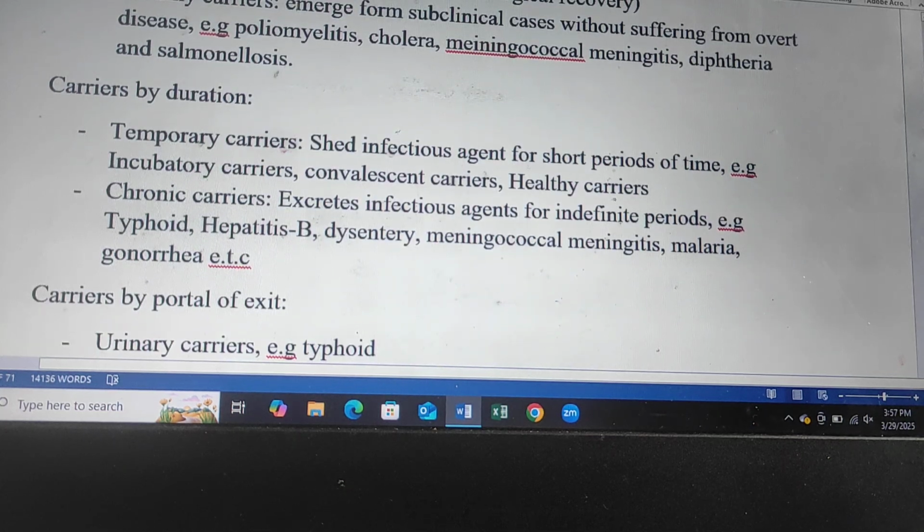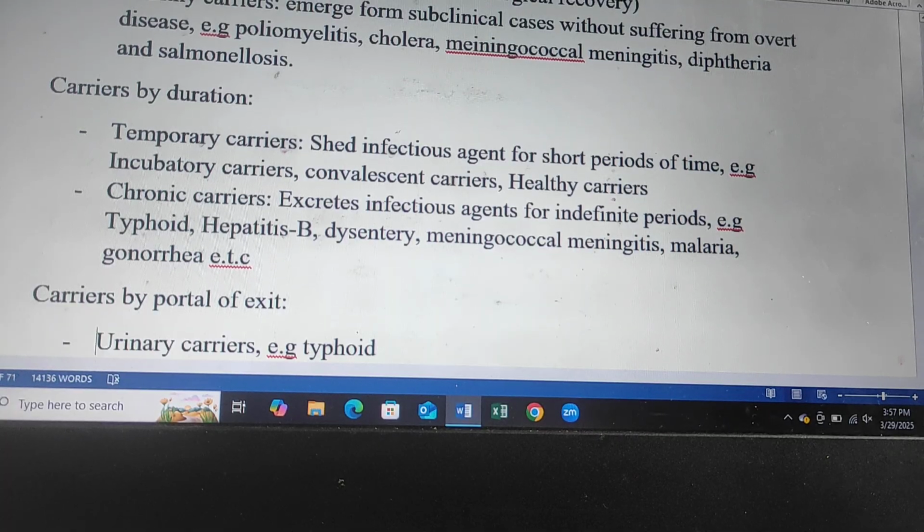Carriers by duration: temporary carriers shed the infectious agent for a short period of time. Examples: incubatory carrier, convalescent carrier, healthy carrier. Chronic carriers excrete the infectious agent for a prolonged period. Examples: typhoid, hepatitis B, dysentery, meningococcal meningitis, malaria, gonorrhea, etc.